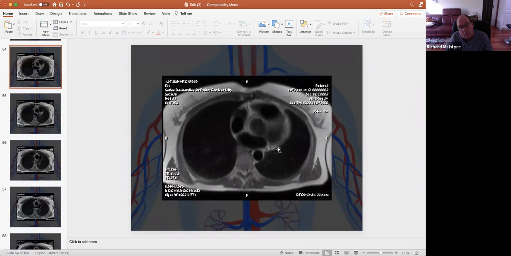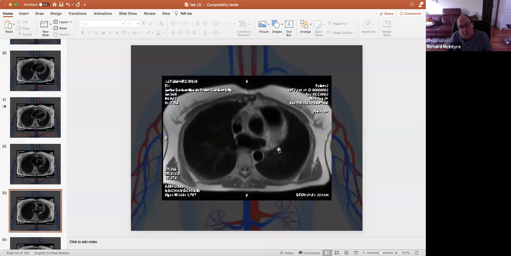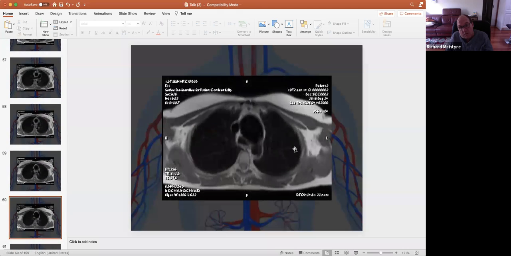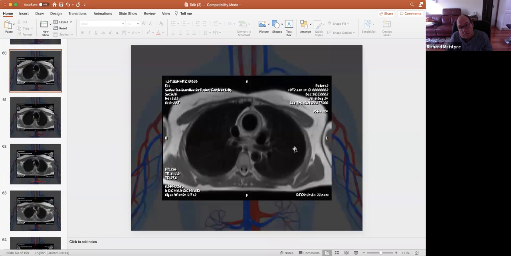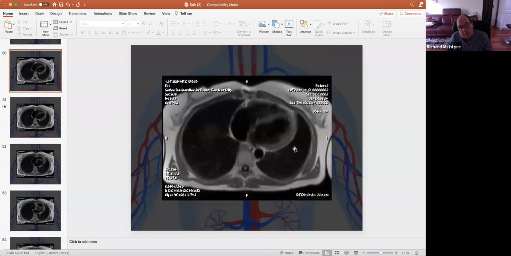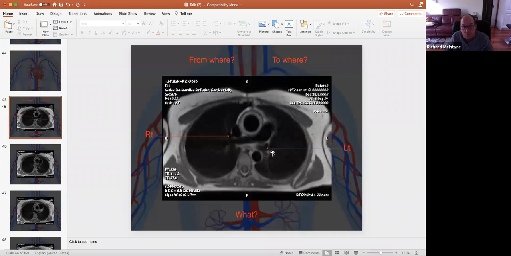Just bear with me. Why is it the same slide? Oh, sorry, I'm losing my space in this. There we are, that's what I want.